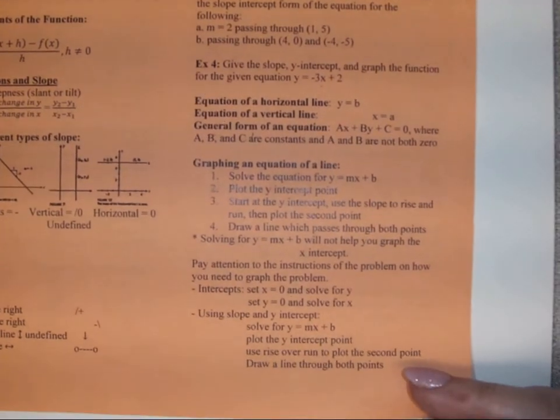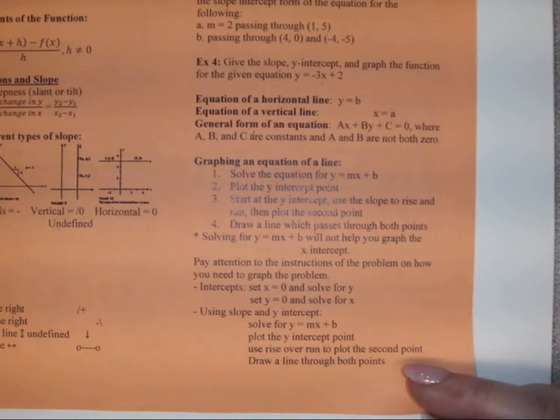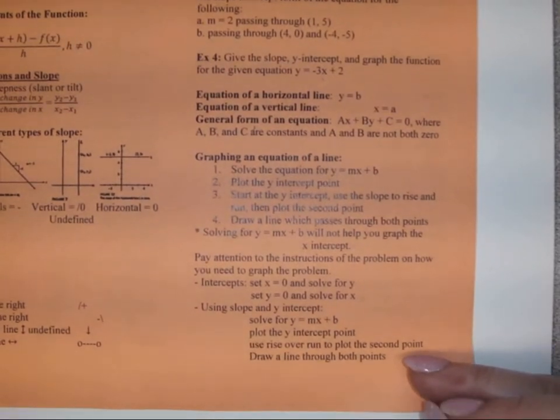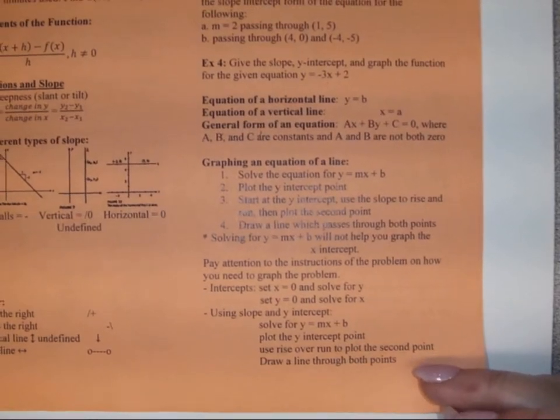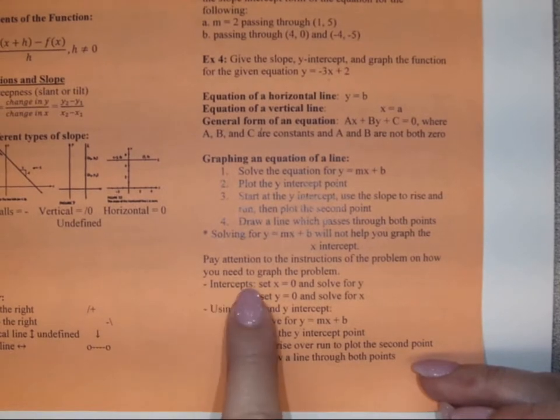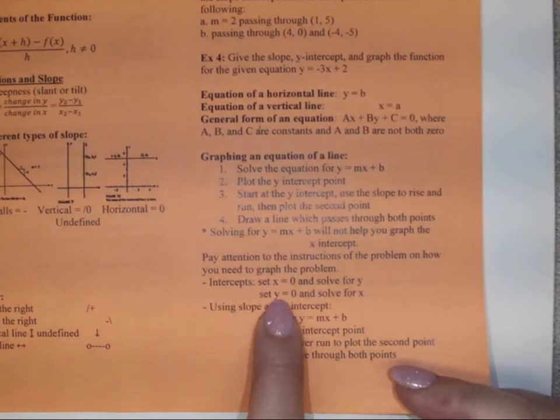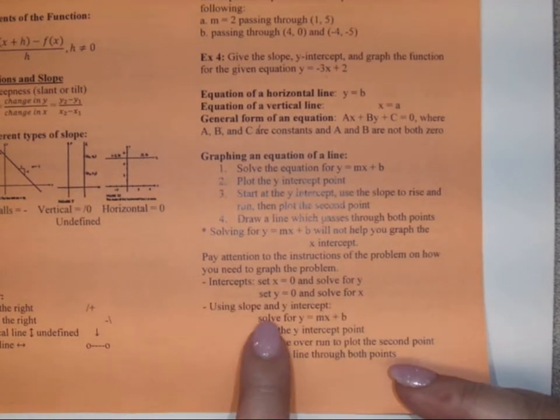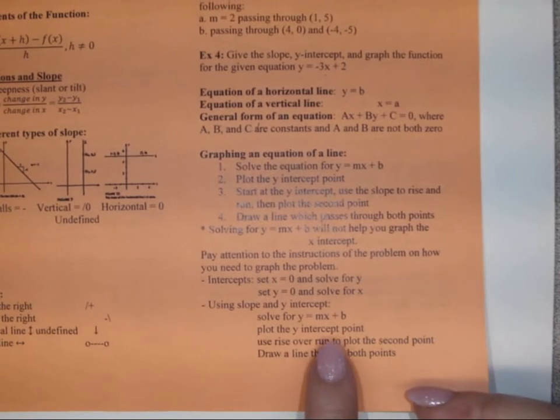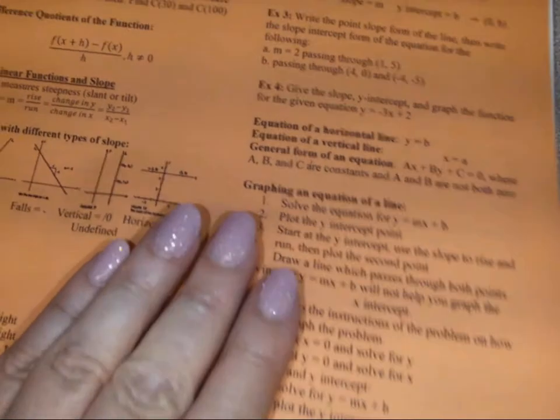Solving for y equals mx plus b will not help you graph the x-intercept, so pay attention to the instructions of the problem and how you need to graph it. So are they asking you to graph it using the slope and intercept, or are they asking you to graph it with both intercepts? So remember, for intercepts, we set x equal to 0 and solve for y. Set y equal to 0 and solve for x. Using your slope and your y-intercept, solve for y equals mx plus b, plot your y-intercept, use your rise over run, and draw the line through both points.